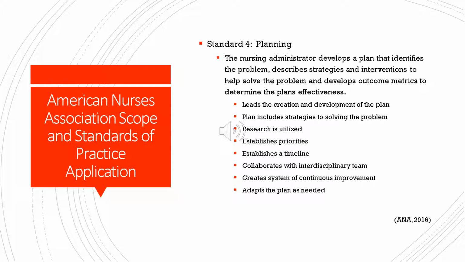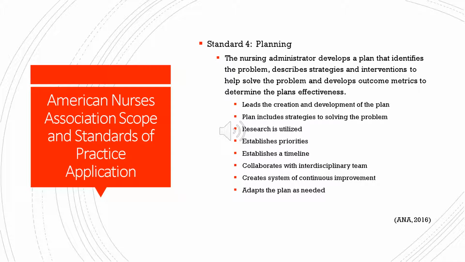Standard 4, planning of the American Nurses Association Standards of Practice, is also applied for this project. The nursing administrator must develop a plan that identifies the problem, describes strategies and interventions to help solve the problem, and also develops outcome metrics to determine the plan's effectiveness. So, for the purpose of this project, we identified the problem of hemolyzed specimens. We determined our strategy for solving this problem, and that was utilizing lean methodologies. And we also developed outcome metrics to determine if the plan was effective, and that's utilizing the same tools that we used to identify the problem initially.